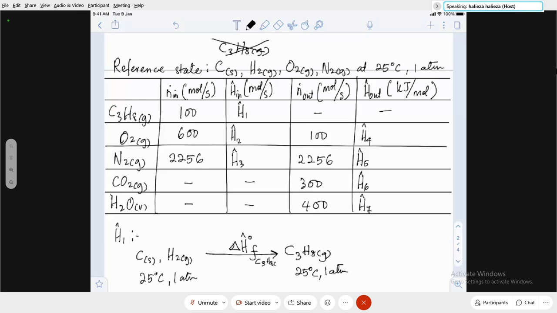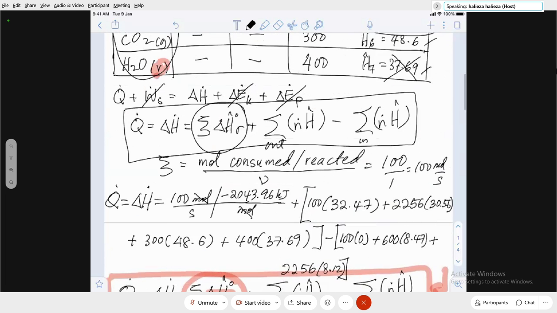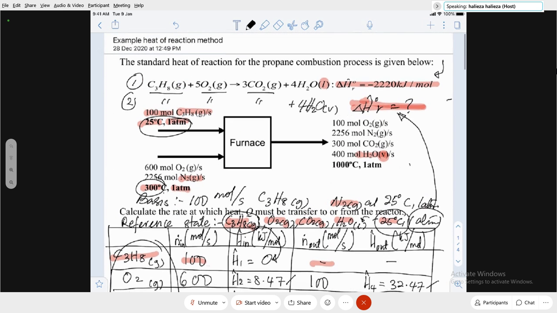So this is your H1. This is your reference H, and that is going to be 0, because that's where you state your reference: carbon solid and hydrogen gas at 25 degrees C. At that point it is 0. So when you reach 25 degrees C at 1 atm, that is your H1. Let's scroll up: your propane is at this temperature, 25 degrees C, 1 atm.